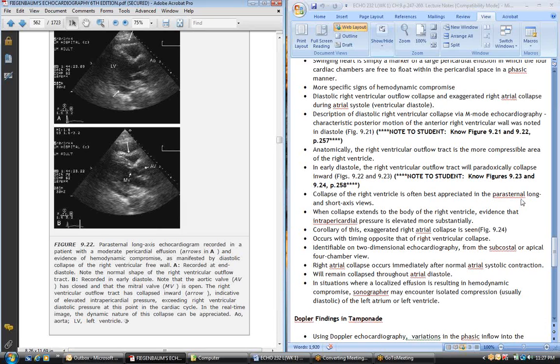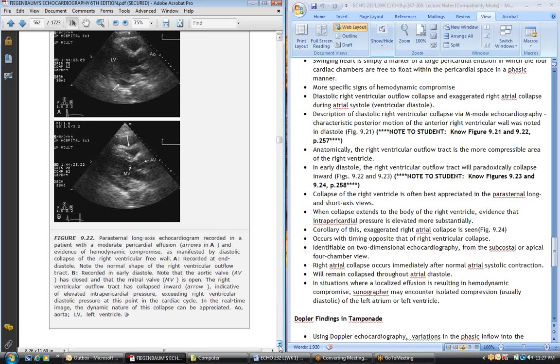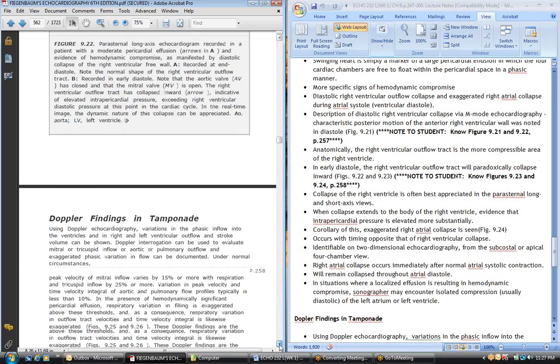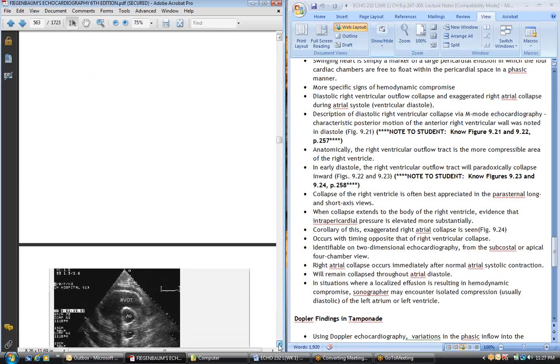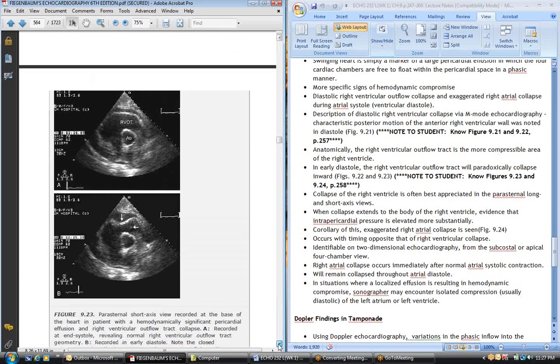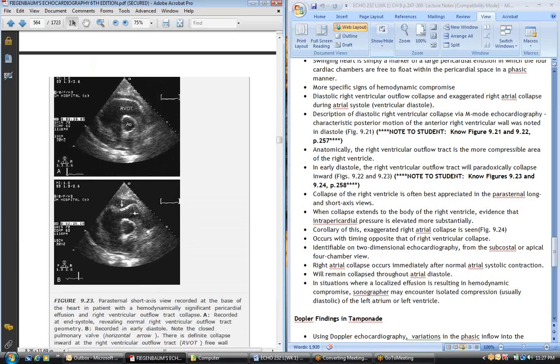It's best appreciated in the parasternal long or short axis. When the collapse extends to the body of the right ventricle, it is evidence that intrapericardial pressure is elevated more substantially. Exaggerated right atrial collapse can also be seen as a correlation of this. Let's go down here to 9-24, and we can show you right atrial collapse. Again, here's 9-23. This is more ventricular collapse. Again, this is your right outflow tract where the arrow is, pulmonic valve, and that shows you right ventricular collapse during diastole.